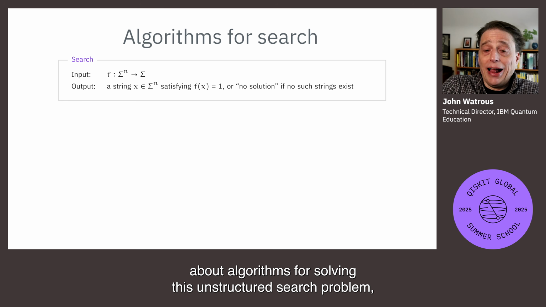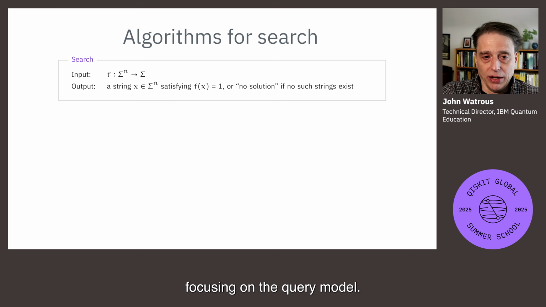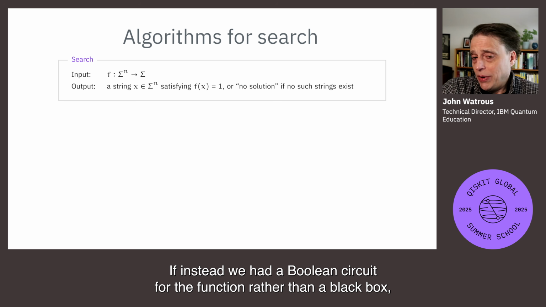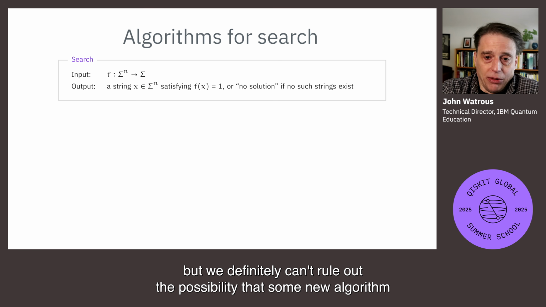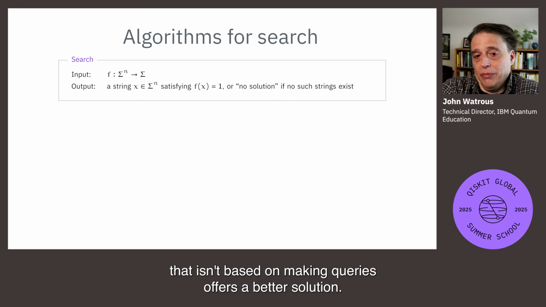Now let's think about algorithms for solving this unstructured search problem, focusing on the query model. If instead we had a Boolean circuit for our function rather than a black box, then we could still run a query algorithm on it, but we definitely can't rule out the possibility that some new algorithm that isn't based on making queries offers a better solution.